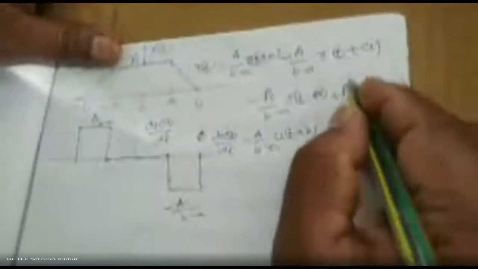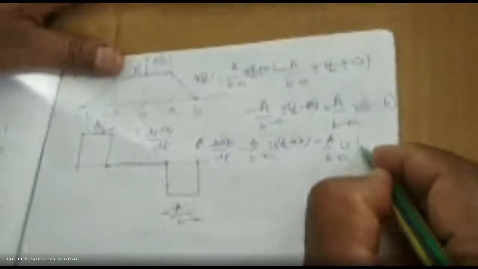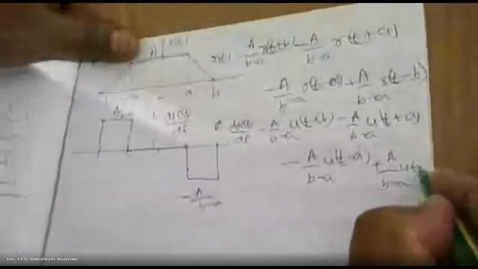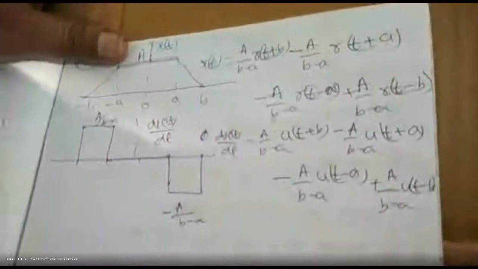Differentiation of ramp is step u of t plus b, and the differentiation of minus a divided by b minus a, differentiation of ramp is step u of t plus a. So minus a divided by b minus a, keep it as it is. Differentiation of ramp is step u of t minus a. Next, plus a divided by b minus a. Differentiation of ramp is step u of t minus b. That's how we should do it.